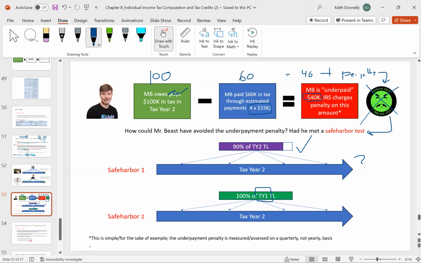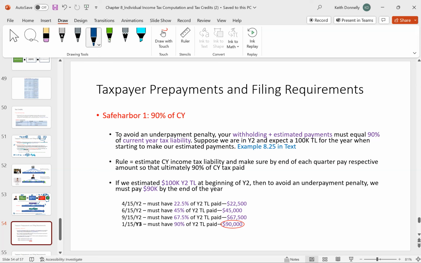So one thing to be aware of, this is a simplified method. This is looked at at the yearly amount. When they actually charge this penalty, they do that quarterly, but I'm just explaining it to you at a high level so you understand what's going on. So let's look at the two safe harbors, right?